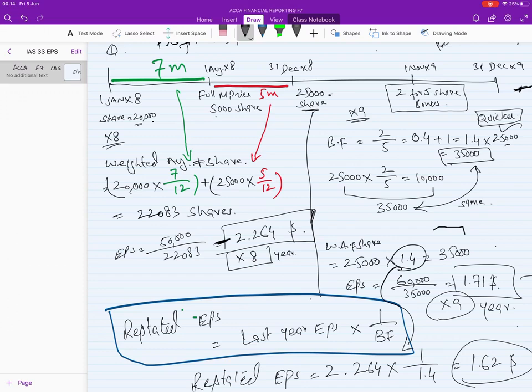Have a look at this question, then we will move forward to the rights issue. We will do some question practice for the rights issue.